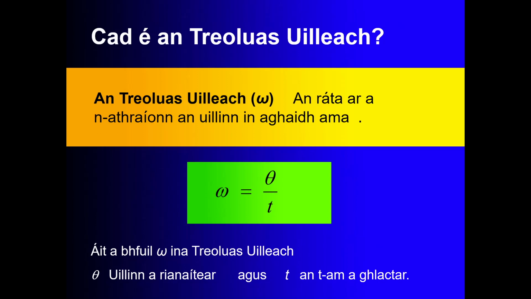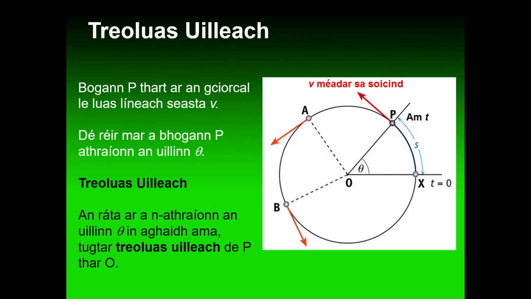So omega is the change in theta over time, as in the chart that's drawn out. Put on the two formulas. Fairly straightforward. These define angular velocity: omega equals the change in theta over the change in time.